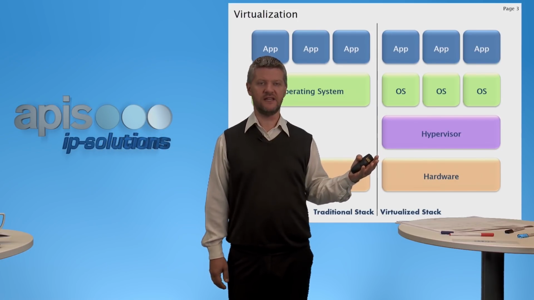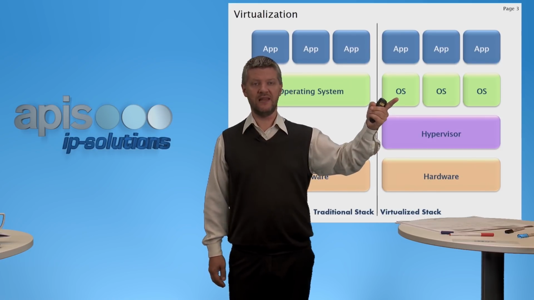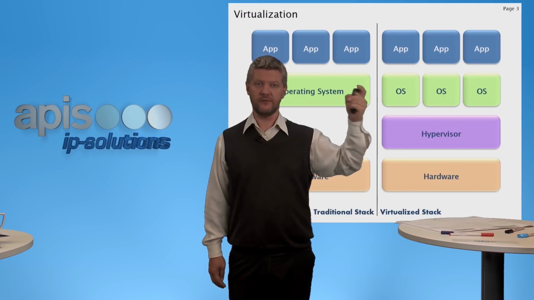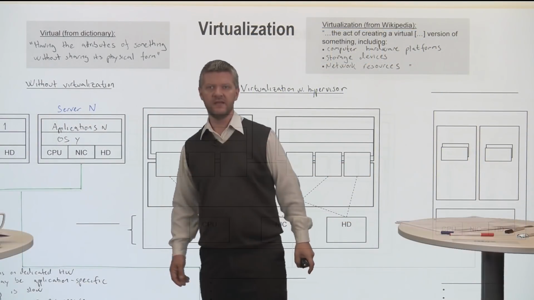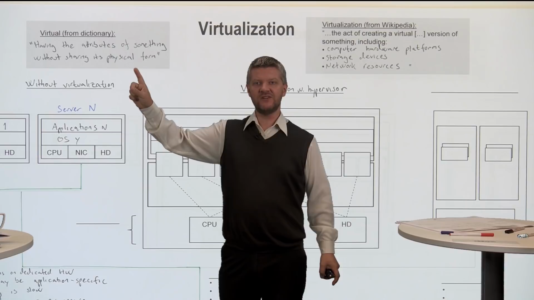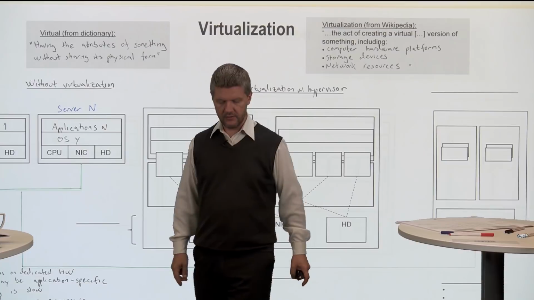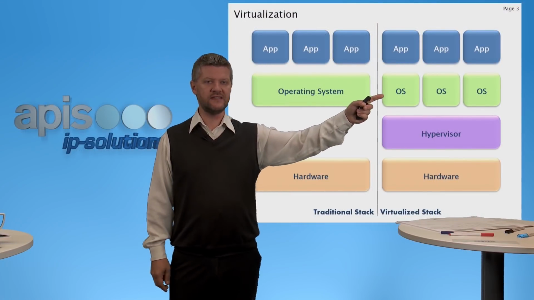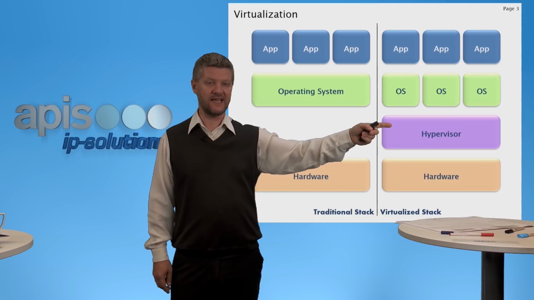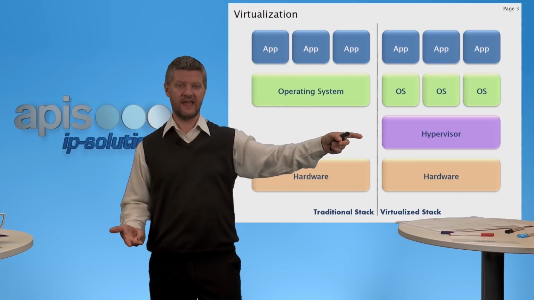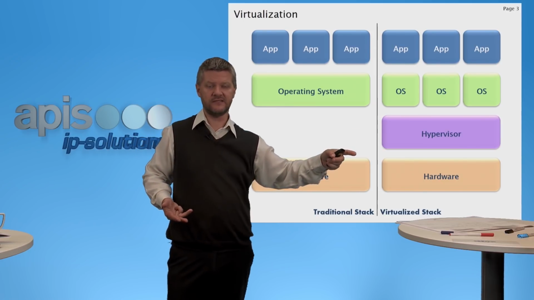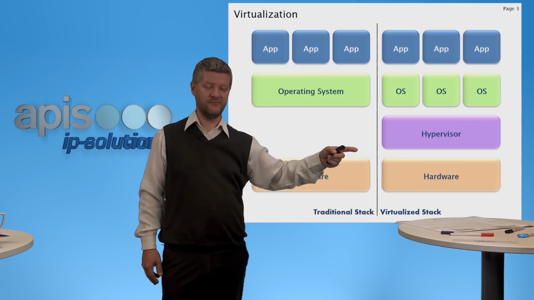A virtual machine is essentially an operating system believing it has its own physical hardware. Remember the fold out? Up here: having the attributes of something without sharing its physical form. Well, this operating system believes it has access to CPU and RAM and disk and network and everything else. It doesn't have real direct connection.